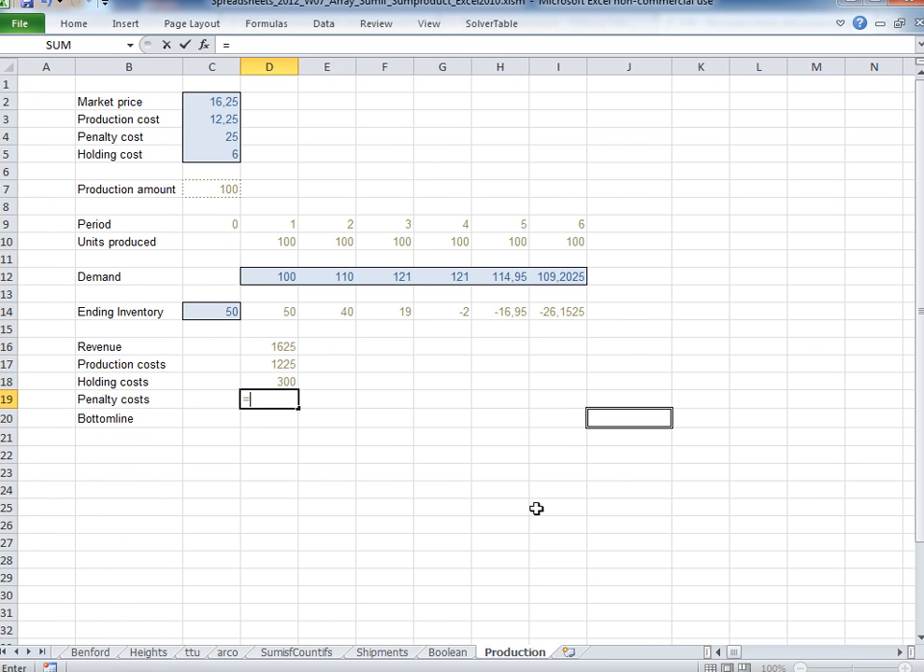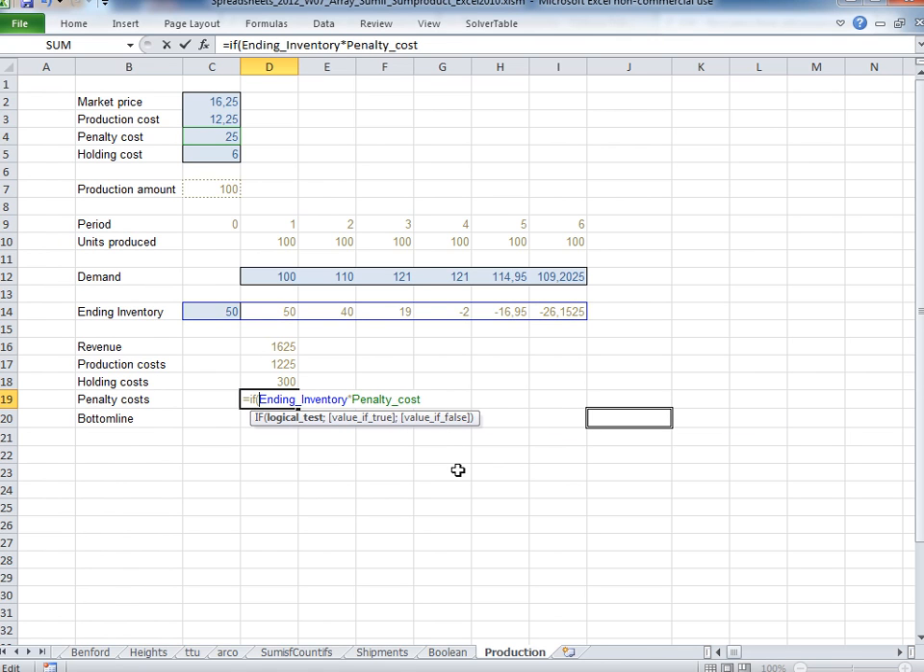We write equals, and we take again ending inventory, and we want to multiply it with the penalty cost. And of course this only happens when the ending inventory is negative. So once again, for penalty cost, we write if, parentheses begin, if ending inventory is less than 0, then we have ending inventory times penalty cost. Otherwise it's a 0, but there's going to be one problem here.